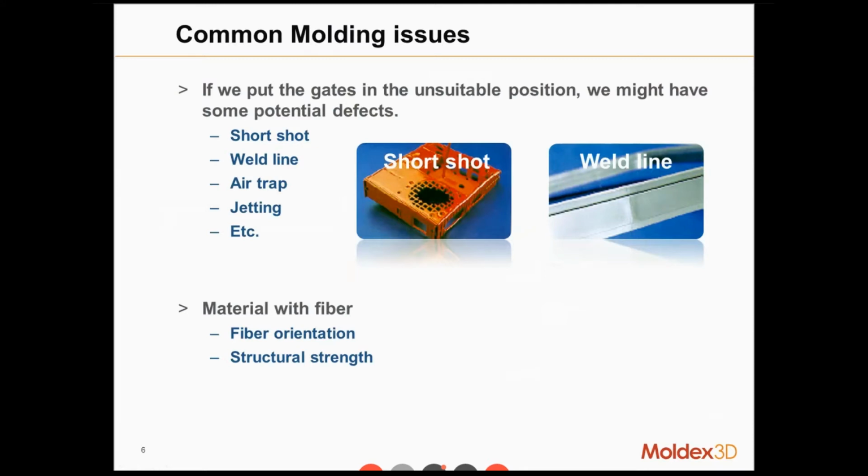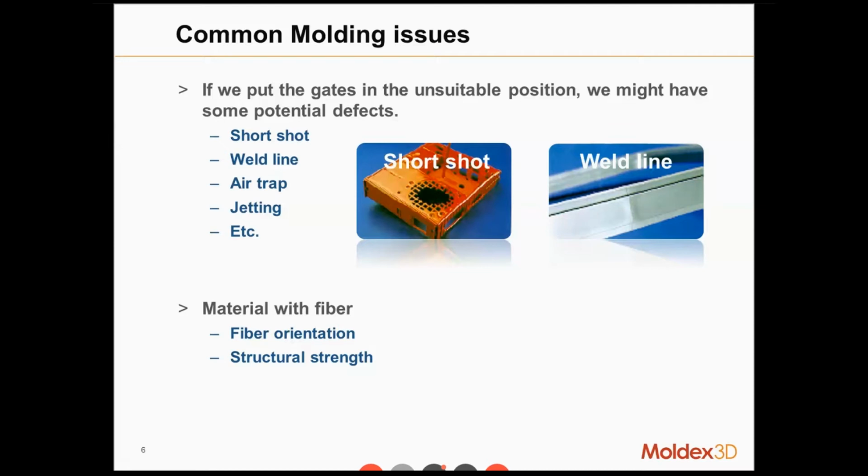For the common molding issue, if we put the gate in an unsuitable gate position, we might have some potential problems, such as the short shot, weld line, air jetting, and so on. All these defects should be avoided during the production. And if the material contains fiber, we will always care about the fiber orientation because it will influence our structural strength. And we will say the gate position plays a very important role in influencing the fiber orientation. So it's very important to find a suitable gate position.